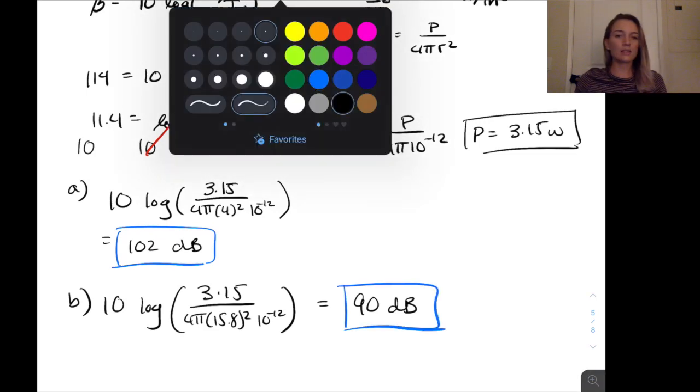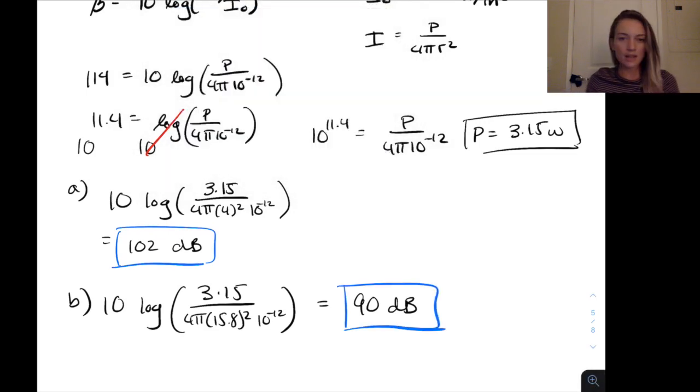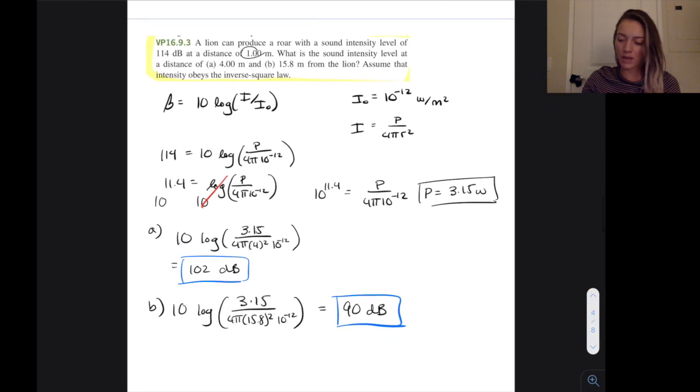So now we get 90 decibels, so this all makes sense physically. You would expect the loudest sound intensity to be 1 meter away, and then for that to decrease as we go to 4 meters, and then 15.8 meters.